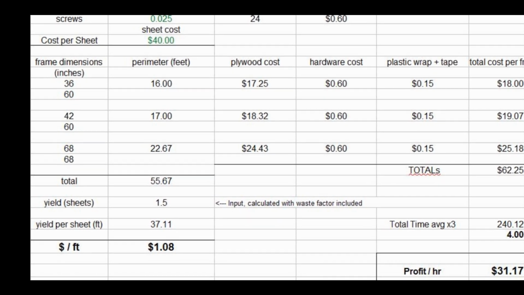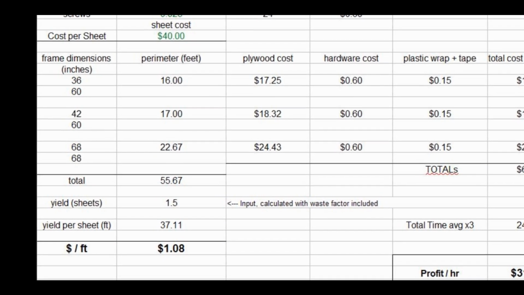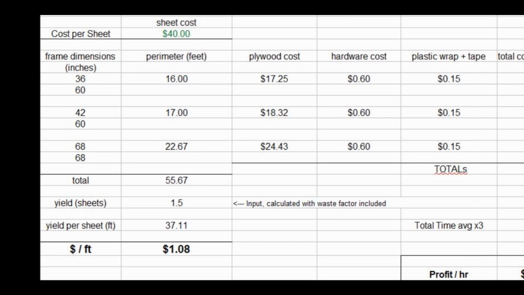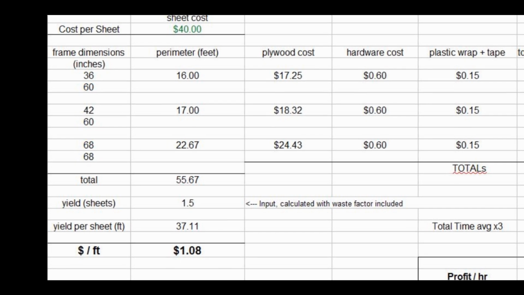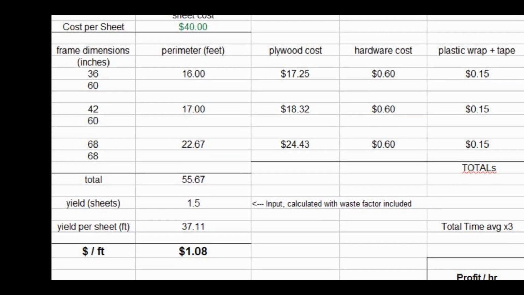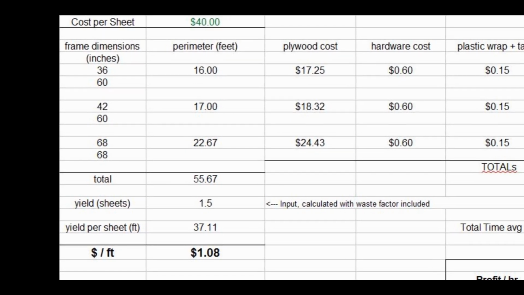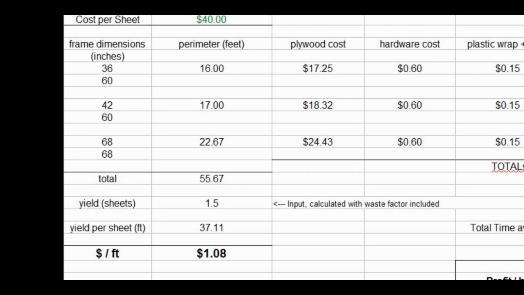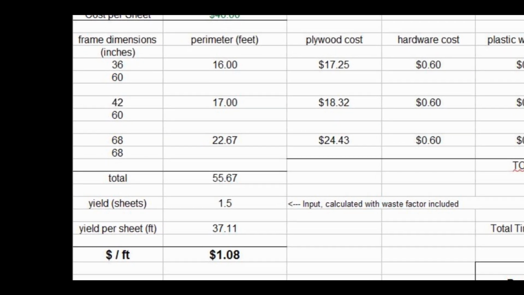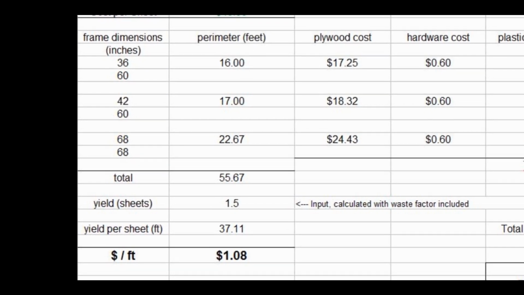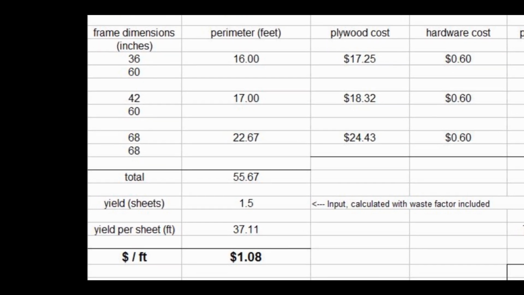Sometimes the waste factor is high for the larger frames because I can only use 60% of an 8-foot plywood rip, and then the rest of it gets unused. And so I get a value for how much linear feet I can expect to get out of 1 sheet of plywood, and that turns out to be about 37 usable linear feet to make a variety of large frames. So that gives me my value of $1.08 per running foot for my material cost to make this product.